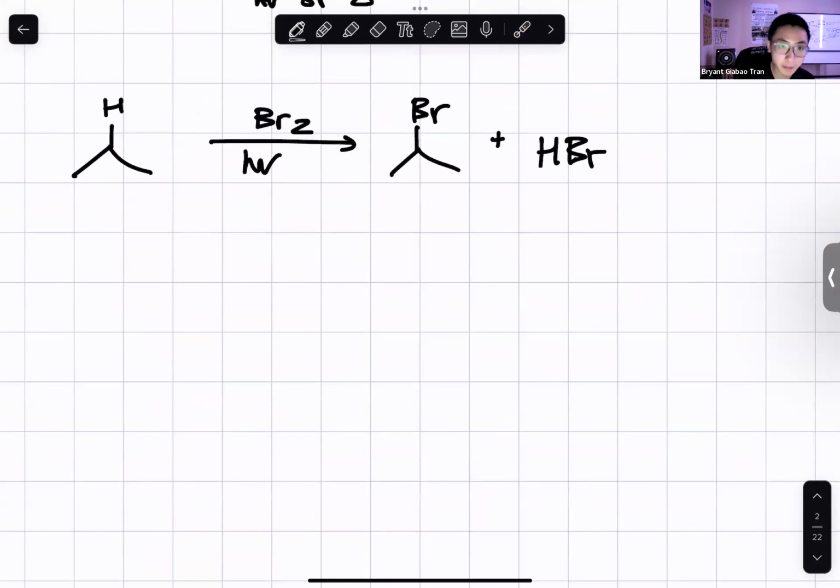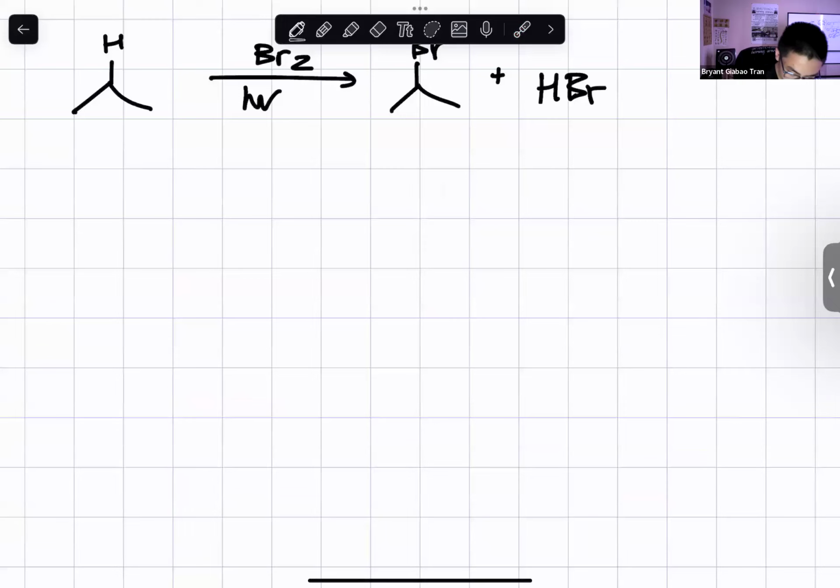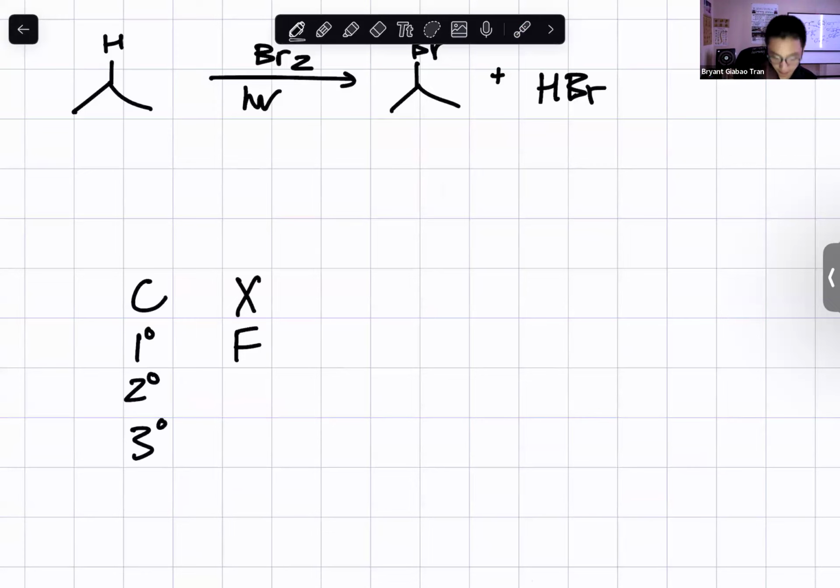But a quicker way to remember this is that the type of carbon you have, primary, secondary, or tertiary, is going to be preferred depending on what halogen you use. If you use fluorine, it's going to prefer to go to the primary carbon usually. If you use chlorine, it prefers to go to the secondary carbon. If you use bromine, it prefers to go to the tertiary carbon.